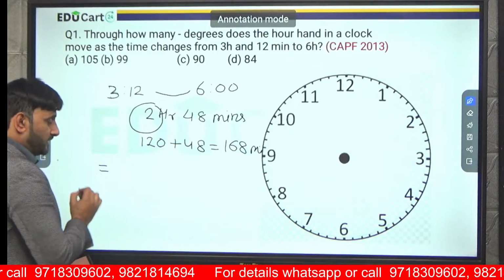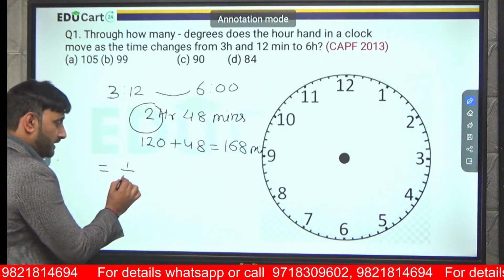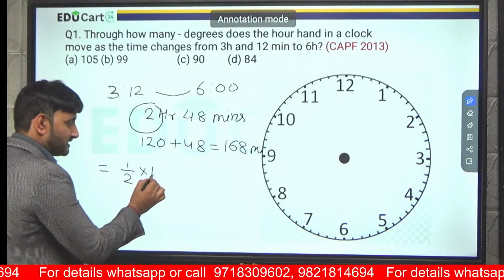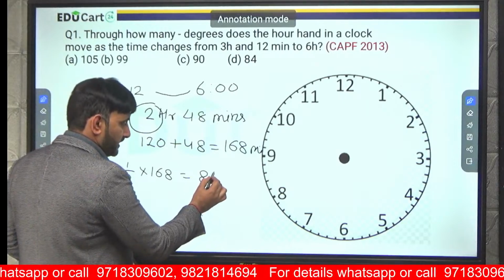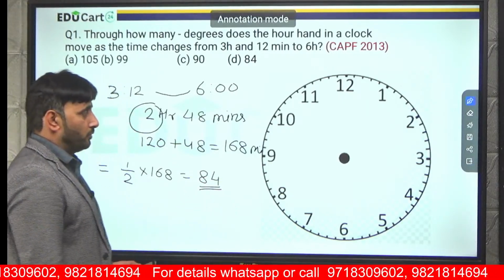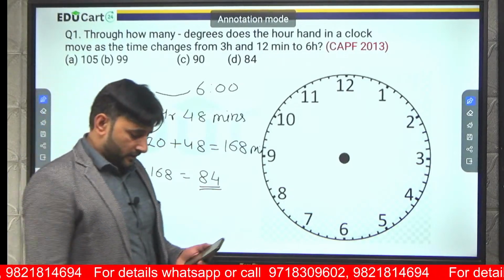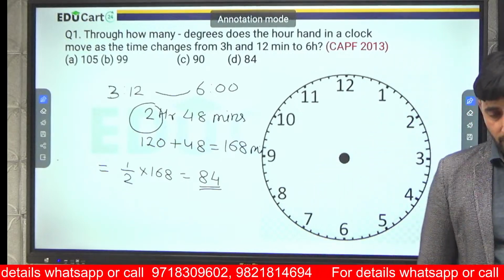We have to find the angle moved by the hour hand. The hour hand can move half degree per minute. So in 168 minutes, it will cover how much angle? Half into 168, that is equal to 84 degree. The hour hand of the clock will move 84 degree. Assuming it is clear to all of you.